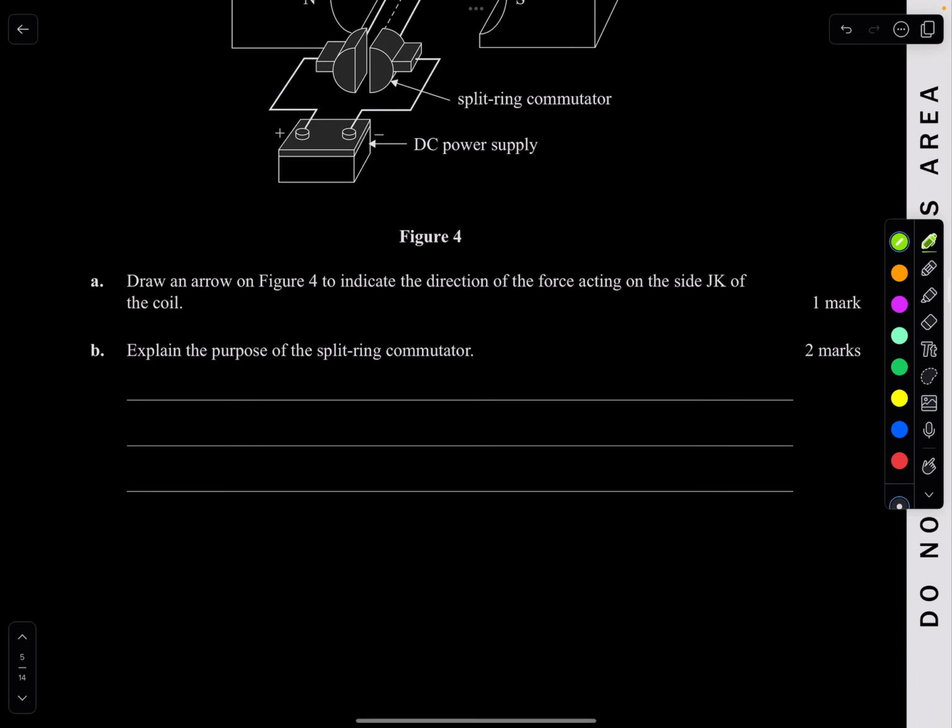That's it. Explain the purpose of a split ring commutator. What a beautiful question. If you guys don't have the definition of a split ring commutator, you need to have it in your summary sheet. They repeat in nearly every exam, and they are very easy to get full marks for. Make sure to always have the definition in your summary sheet. So I'm going to have a look at my summary sheet right now, because I do have a nice definition that gets these 2 marks.